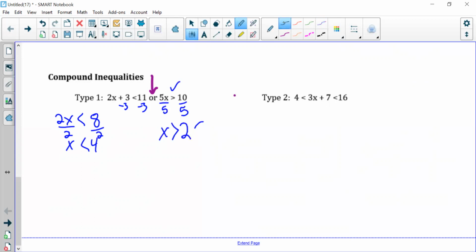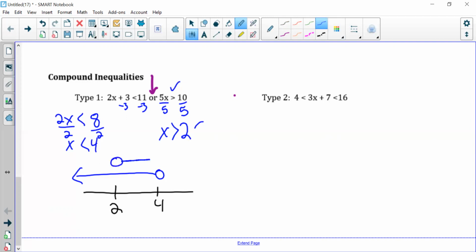All right, let's draw our number line so we can graph it. And I want 4 and 2. Back to my blue pen. All right, x is less than 4. So open circle, less than 4. And then the next one I'm going to say x is greater than 2. Open circle, greater than. This is an OR inequality, which means I want everything, not just where they overlap, but everything.